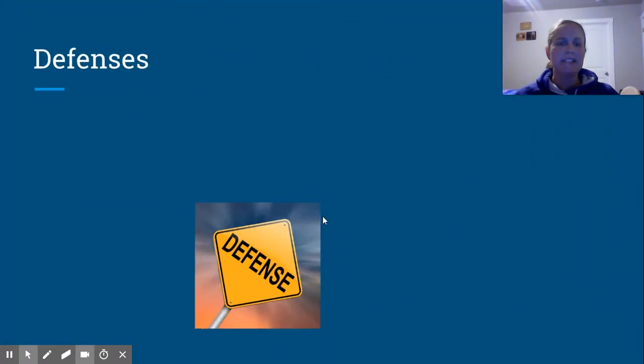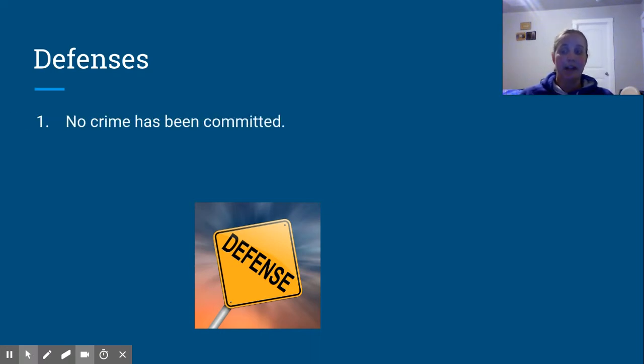So here's some defenses that people might have if they were charged with a crime. They get arrested, they go to court, and they say, hey, this is the reason why I did this, or maybe I didn't do it. So these are the type of defenses that someone might have in criminal law. So first of all, they could say that no crime has been committed.